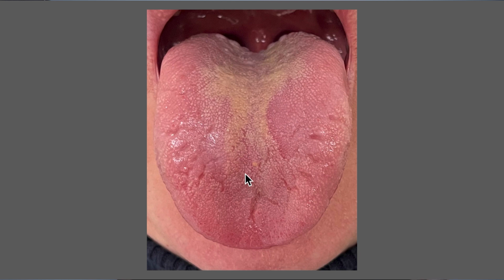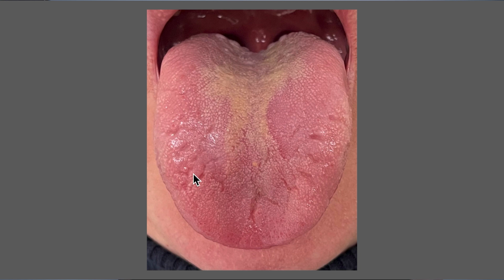We can also observe a deep vertical crack in the anterior one-third of the tongue. And this indicates an onset of lung yin deficiency. And we can also observe a patch of redness in the anterior one-third of the tongue, especially on the right side here, not so much on the left. And this is an indication of accumulation of heat in the upper burner.